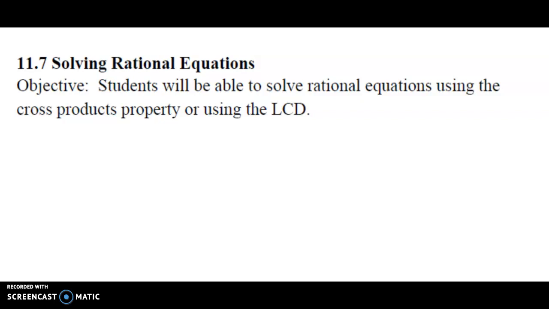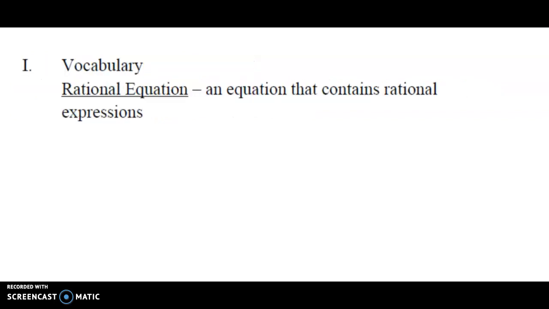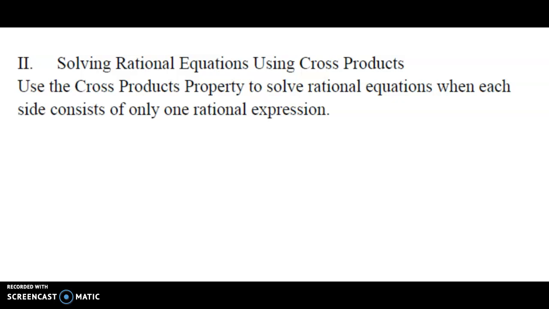Today we're going to do the first page of 11.7, Solving Rational Equations. A rational equation is any equation that contains rational expressions. Basically, again, what that means is they will have fractions that contain variables. Today we are going to focus on solving rational equations that can be solved using cross products.